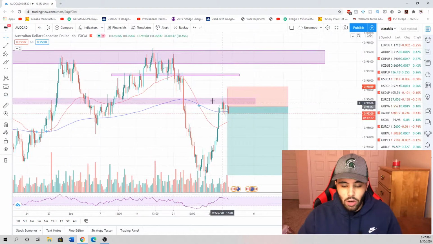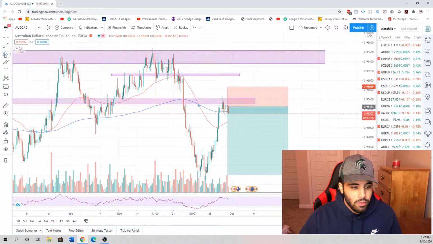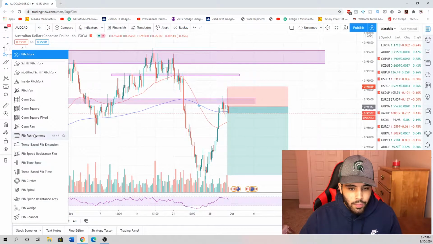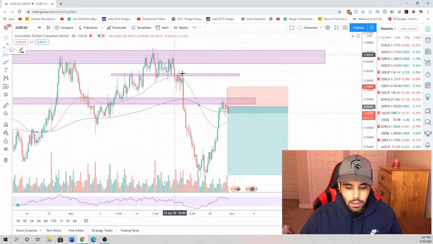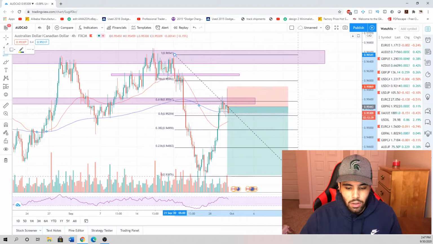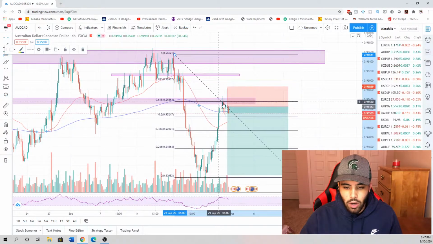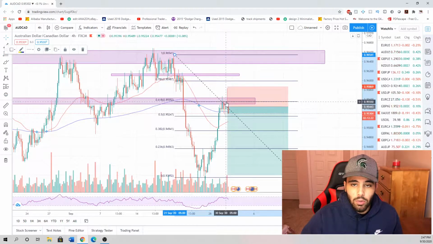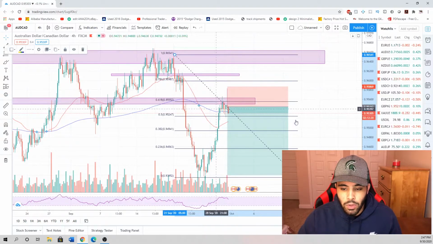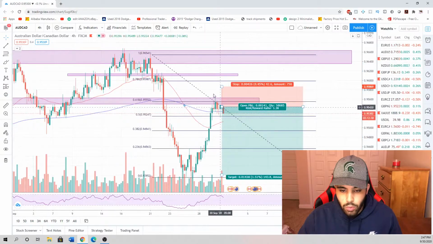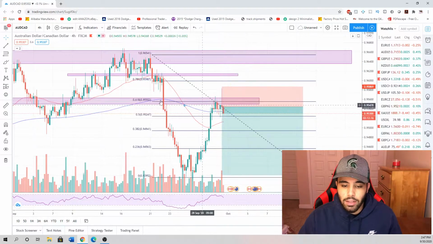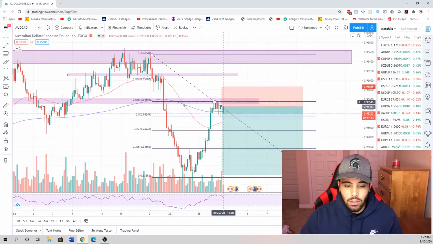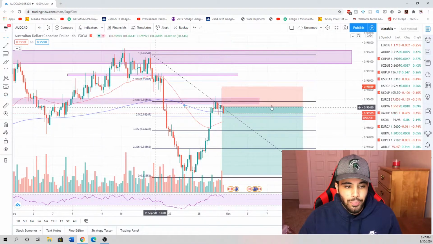So besides this zone, we have some more confluence here with the fib. If I take my fib from the high to the low here, we see that we also tested this golden zone, the 0.618 zone of the Fibonacci, and we see some nice rejection here as well, and it lines up perfectly with this resistance zone that we see right here.